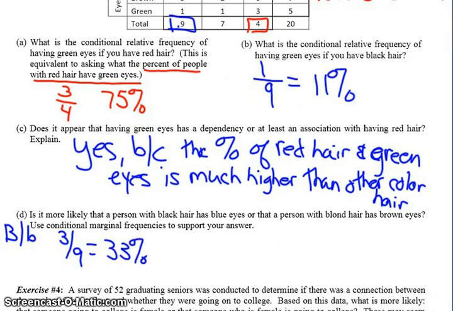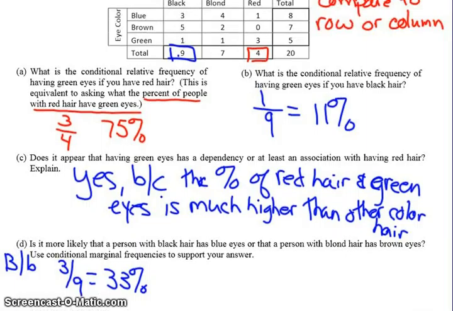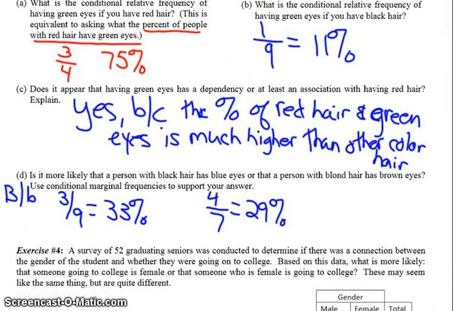Or blonde hair has brown eyes. So blonde hair, we had 7 people. Brown eyes, we had 4. And 4 out of 7 is going to be 29%. So usually you would look at that and you'd think, oh, it has to be blonde hair, blue eyes. Well, it's actually not. So this one is more likely. It's a higher percent.